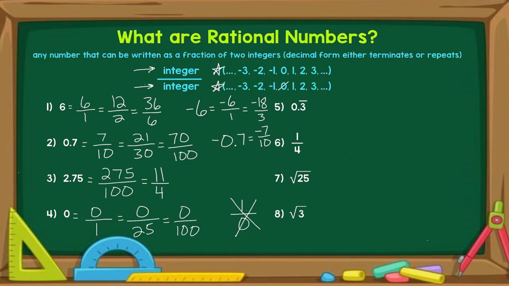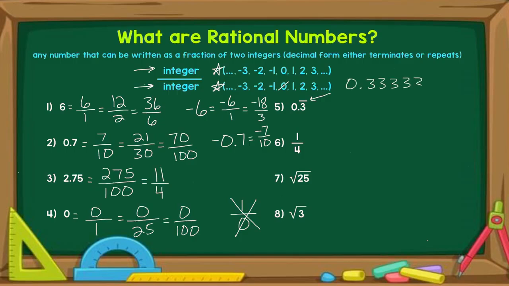0 in the denominator gives us a value that is undefined, so that's not going to be rational. So again, something to keep in mind. Let's move on to number 5, where we have a repeating decimal. So 0.3 repeating. This bar right here means we have 0.3, and this 3 continues on forever.